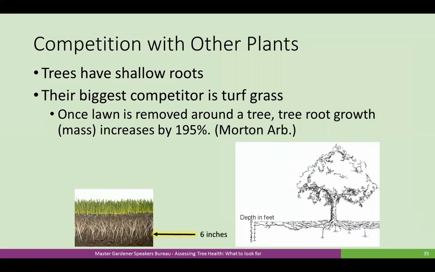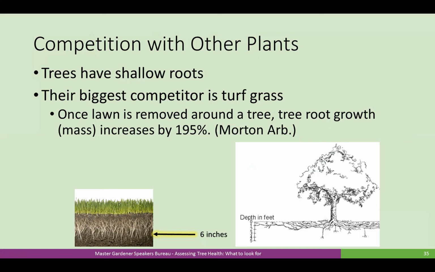Also on the subject of shade trees and grass, be aware that for a shade tree, their biggest competitor is actually turf grass. And people really want to have a lot of grass and trees. The two things kind of are counterindicated toward each other, but they did mention, and I thought this was interesting in this presentation, that once they removed a lawn around a tree, the tree root growth increases by 195%.